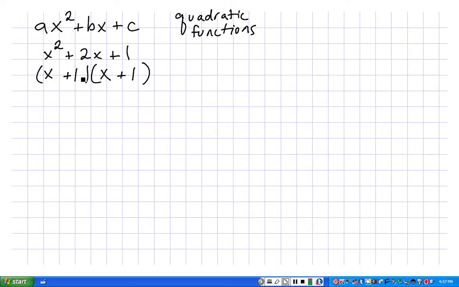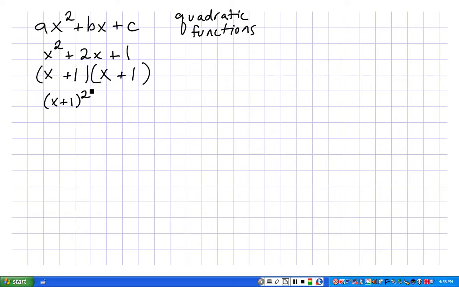And if you notice, the two binomials we end up with are identical. So what we really ended up doing was squaring x plus 1 to get the trinomial that we started with. Now let's try to affiliate this with some of the work we've done so far this semester.